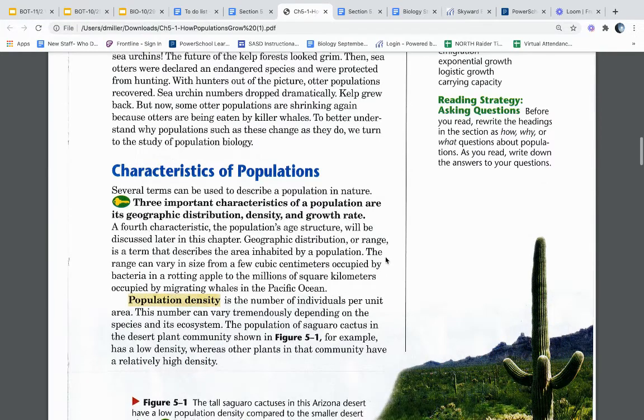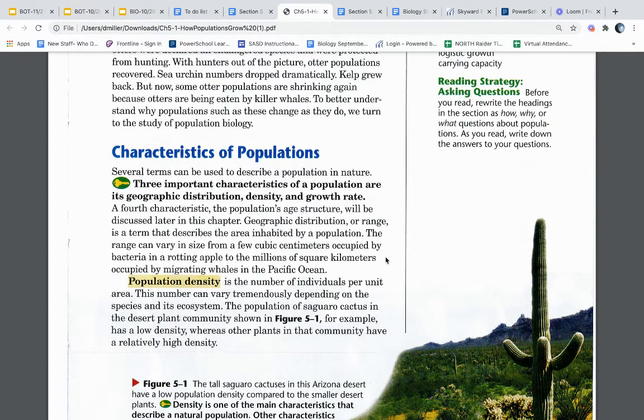To better understand why populations such as these change as they do, we turn to the study of population biology. Characteristics of populations. Several terms can be used to describe a population in nature. Three important characteristics of a population are its geographic distribution, density, and growth rate. A fourth characteristic, the population's age structure, will be discussed later in this chapter. Geographic distribution, or range, is a term that describes the area inhabited by a population. The range can vary in size from a few cubic centimeters occupied by bacteria in a rotting apple to the millions of square kilometers occupied by migrating whales in the Pacific Ocean.